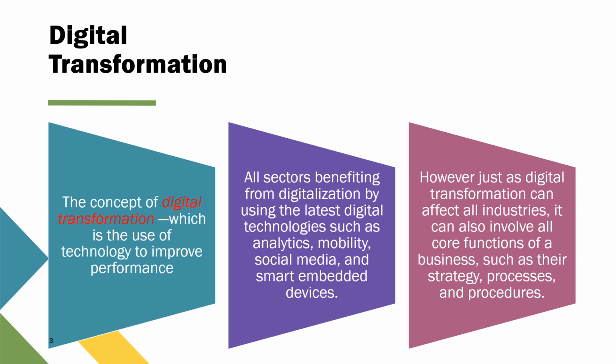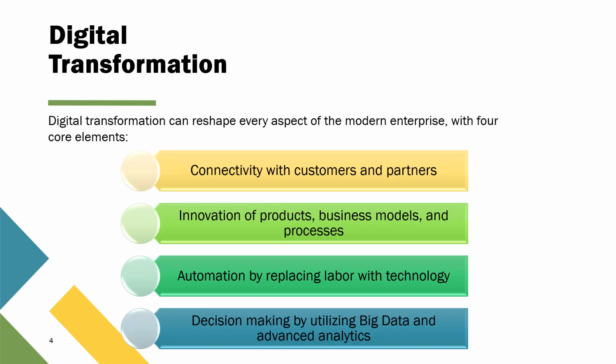But using digitalization or digital technologies itself only is not enough. Because this digital transformation can affect all industry, and it can also involve core functions of the business, for example the strategy, process, and procedure, meaning that it is not only on the operation itself, but it also involves the overall operation of the company. So digital transformation can reshape every aspect of the modern enterprise.